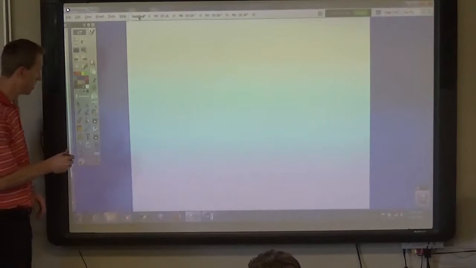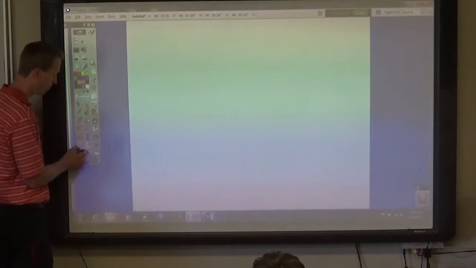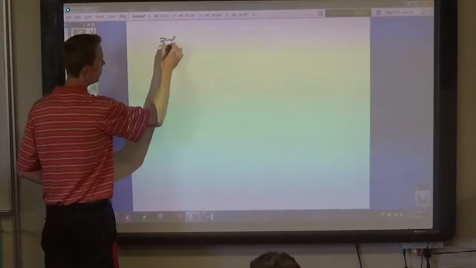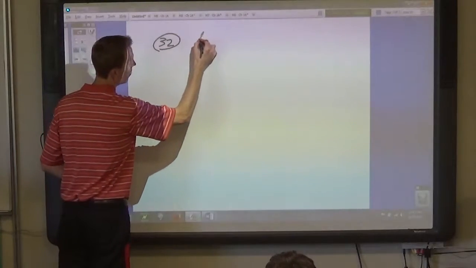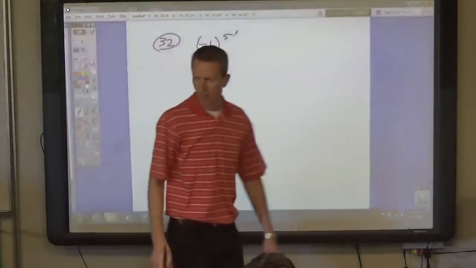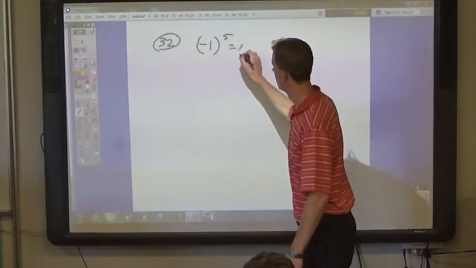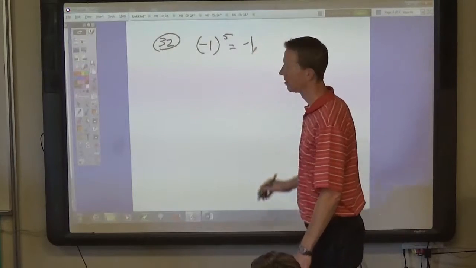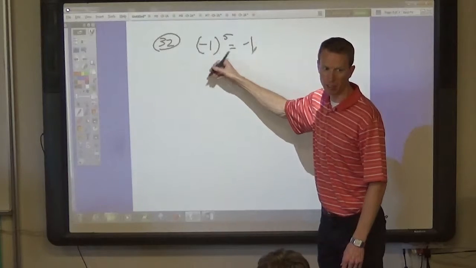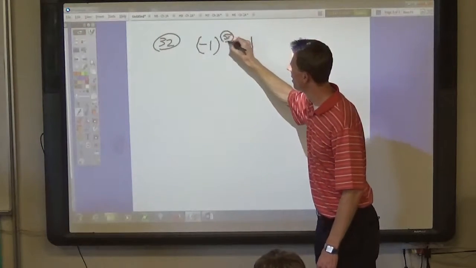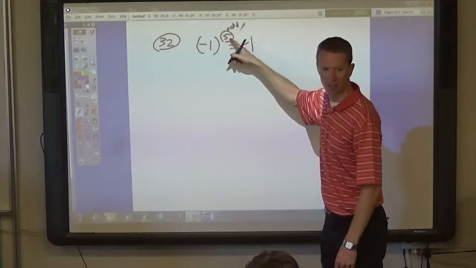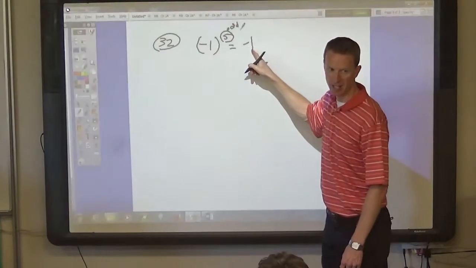Number 32. Is that positive or negative? It's negative. -1 to the 5th power. Is that positive or negative? Negative. Why? Because there's no parentheses. It's not because of the parentheses. In this case, it's because of the power, it's an odd number. Okay? If it's an odd power with a negative, then it's negative.